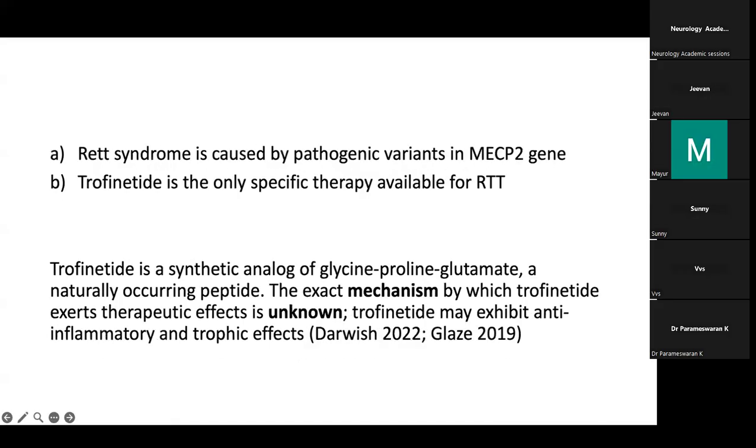The first answer is Rett syndrome is caused mostly by pathogenic variants in MECP2 gene, and trofinetide is the only specific therapy available for Rett syndrome. It is a synthetic analog of glycine, proline, and glutamate, a naturally occurring peptide. The exact mechanism by which this acts is unknown.